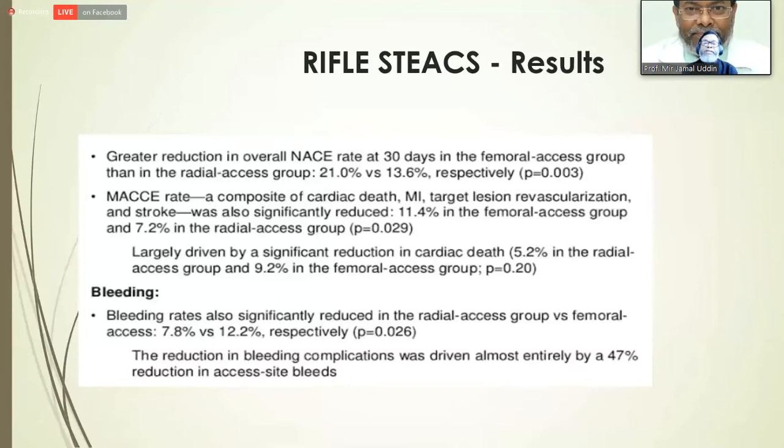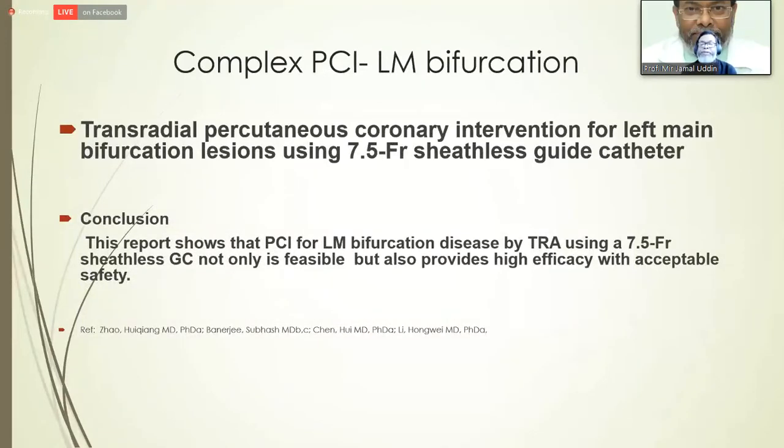Madam showed transradial percutaneous coronary intervention for left main bifurcation lesions using a 7.5 French sheathless guide catheter, and they concluded that PCI for left main bifurcation disease by transradial approach using a 7.5 French sheathless guide catheter not only is feasible but also provides high efficacy with acceptable results.